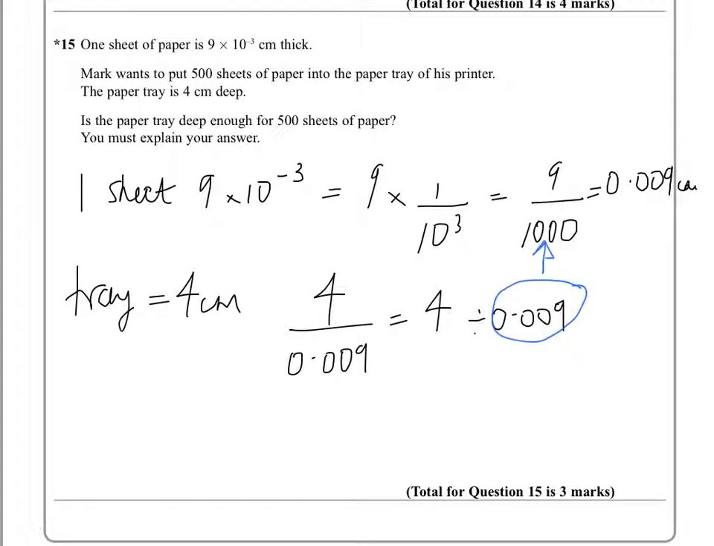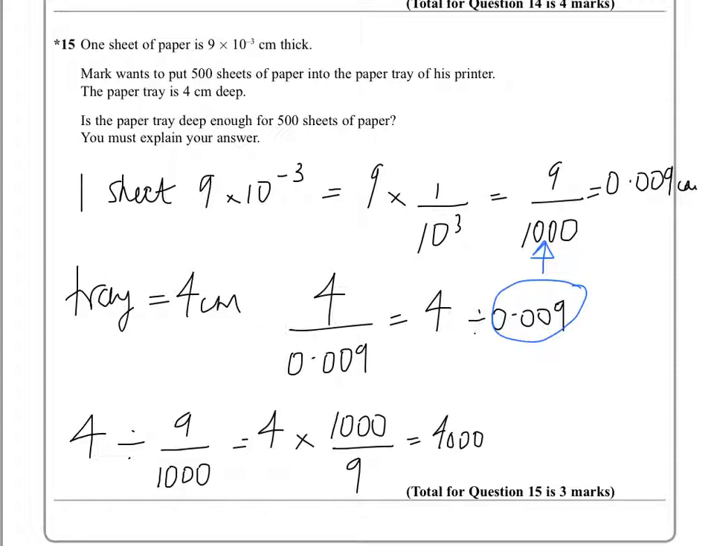So really that is, if I just write it down here now, it's 4 divided by 9 over 1000, which is the same as 4 multiplied by, so if you're changing that division to a multiplication, you change the other side, so it's 1000 over 9. So that's 4000 divided by 9, and we know that the answer to that is actually less than 500.